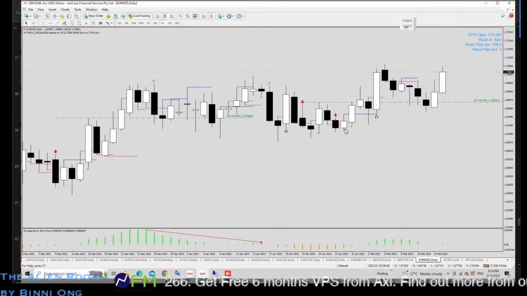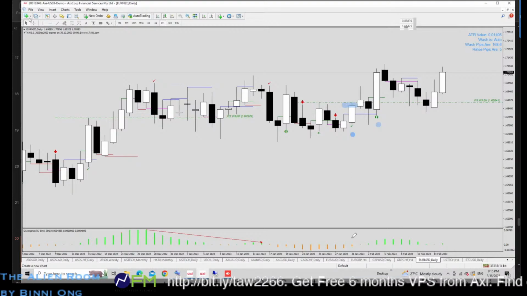Now take a look at this green tick here. Now the green tick is only drawn when the day had ended, meaning that the new day has formed. So only when this particular white color candle has formed, then you would see a tick or an arrow being drawn. Only when this particular candle has completed, the day has closed, then you see the tick and the arrow being drawn.